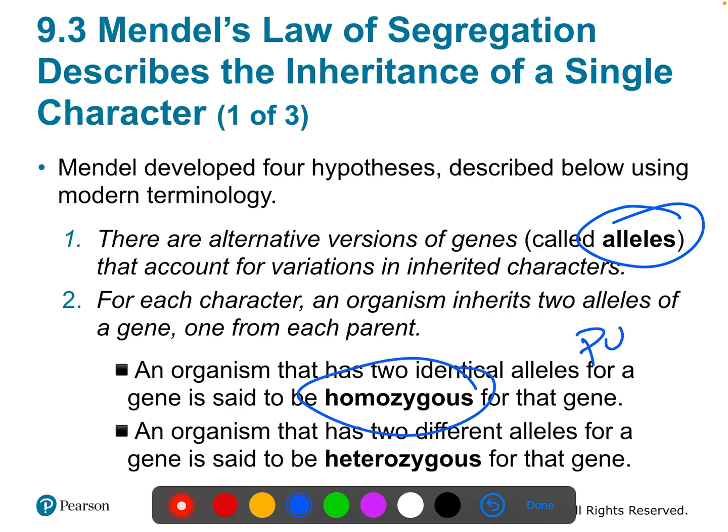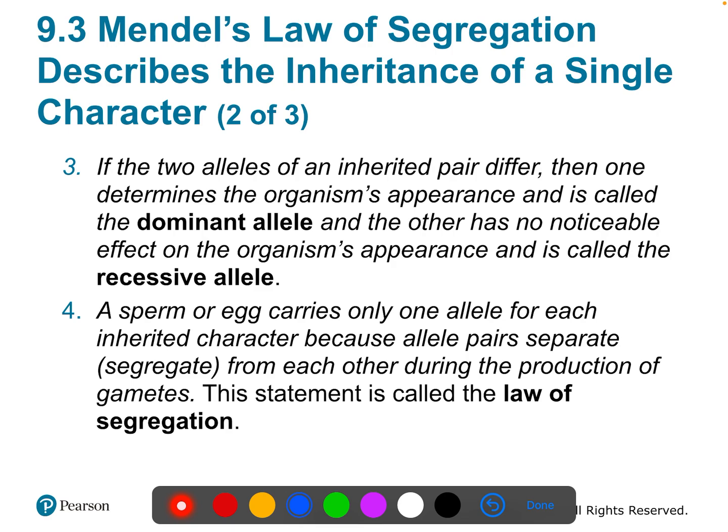An organism that has two identical alleles for a gene is said to be homozygous, or sometimes we describe them as purebred, or true breeding. If they're heterozygous, we say they are hybrid, which is a mixture of the alleles, so they have one of each kind. If two alleles of an inherited pair differ, then one determines the organism's appearance, the physically observable appearance, and we call that the dominant allele.